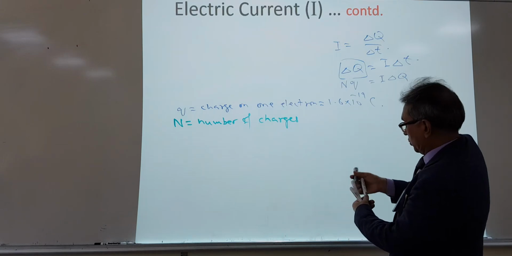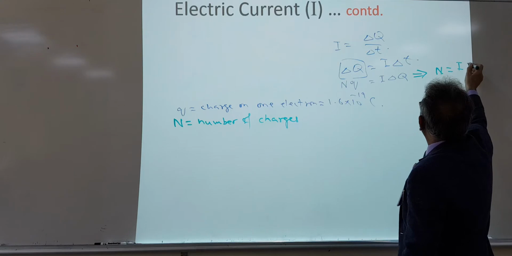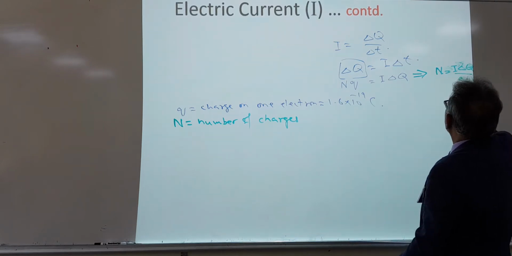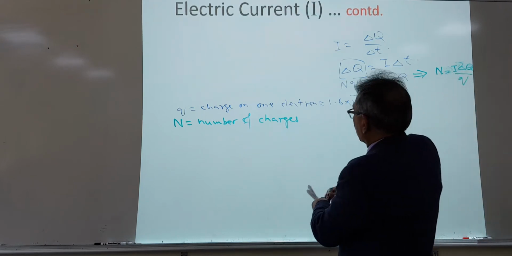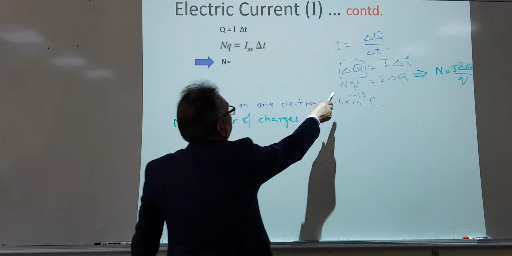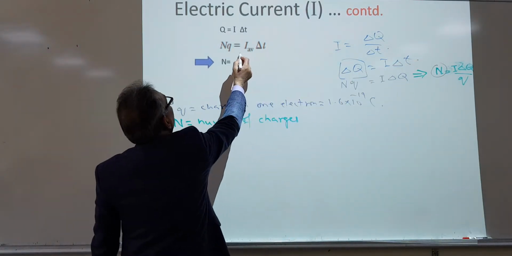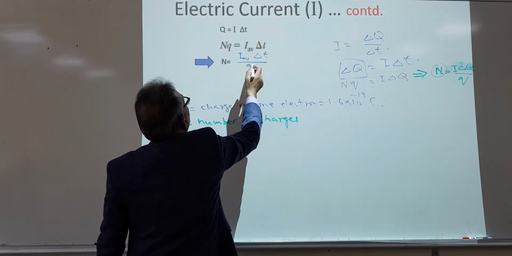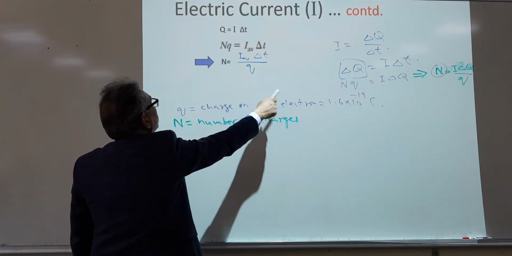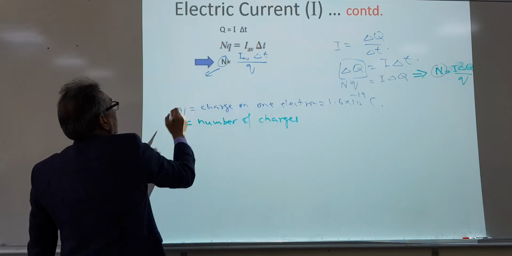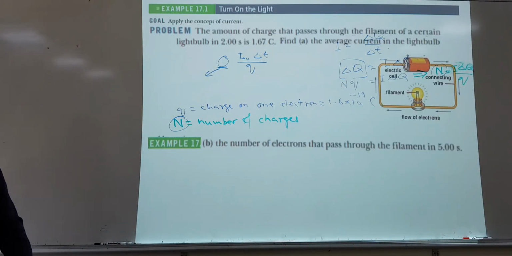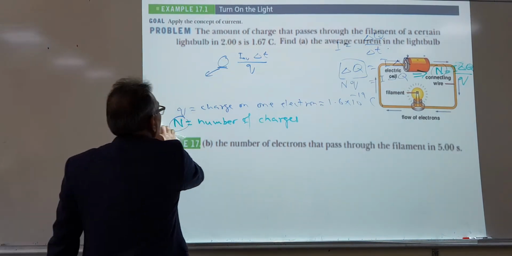N will be equal to, from this equation, I delta t over q. q is the charge on one electron. Okay, so this is what I have already written here. So from here, as I told you, this is equal to I, which is the average current, times the time, over q. q is the charge on one electron, I is the average current flowing through the circuit or the conductor, this is the time duration, and this is the number of electrons, the number of the charges. Okay, this is how you can calculate. Let's go to one example to use our knowledge of what we just finished.